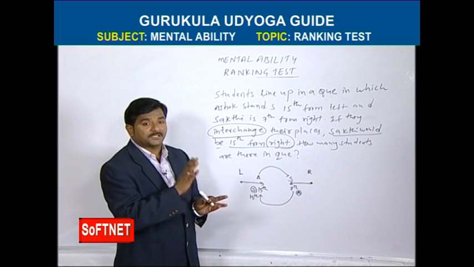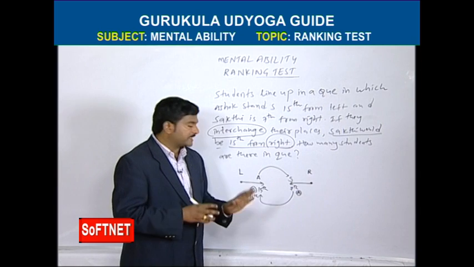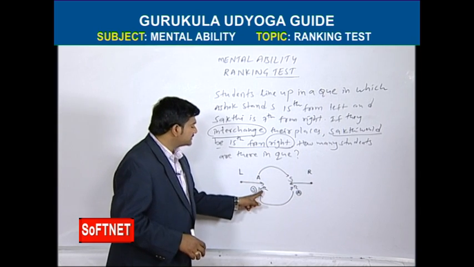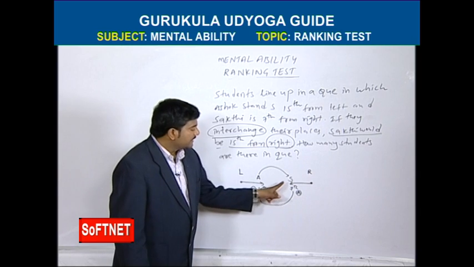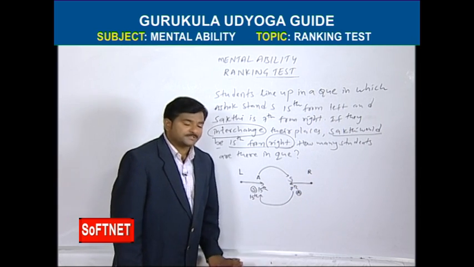So that I can use the formula T is equal to n plus k minus 1. You may be confused by the interchange part, so we'll discuss this concept once again. It is very clear. Ashok is 15th from left, finished. Shakti is 7th from right. There is no issue with these two points.